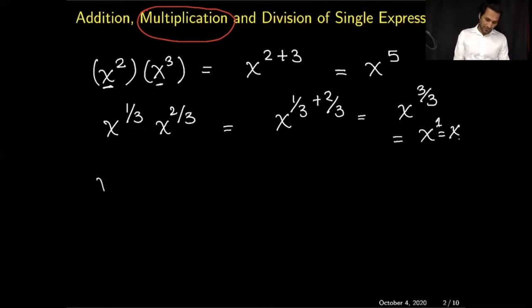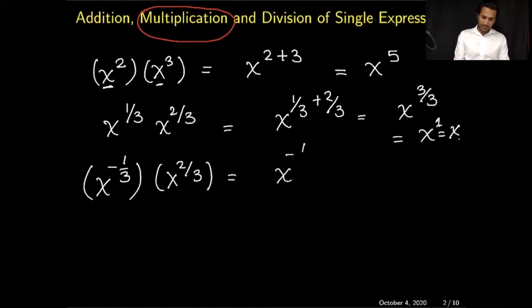Let's take one more example. Let's suppose you have x to the power -1/3 multiplying x to the power 2/3. In this case, in the same manner, we will add -1/3 and positive 2/3, which will be the same as x to the power (-1 plus 2) divided by 3. So which will give you x to the power 1/3.